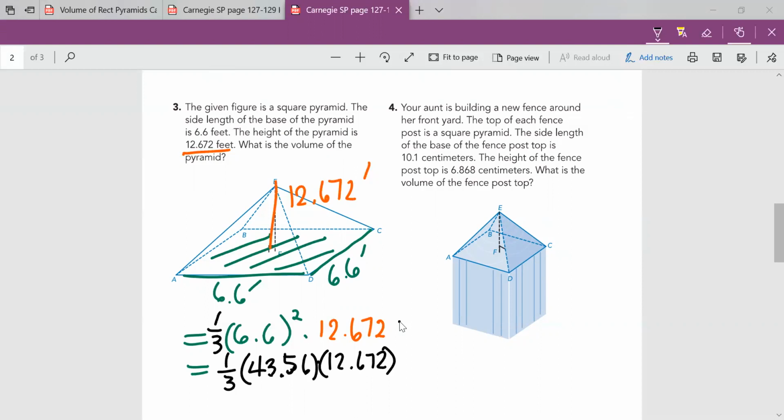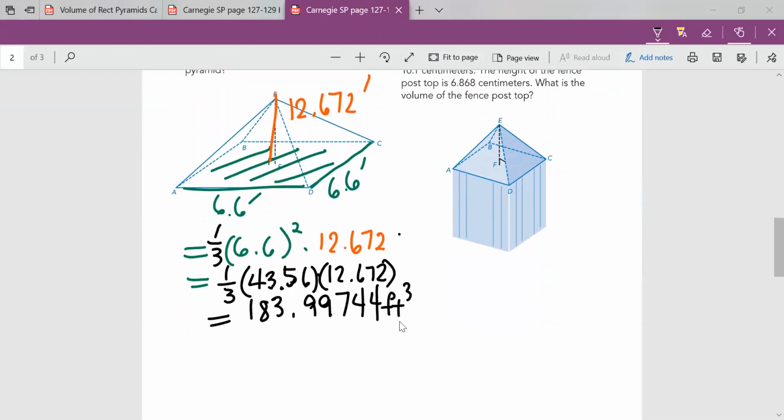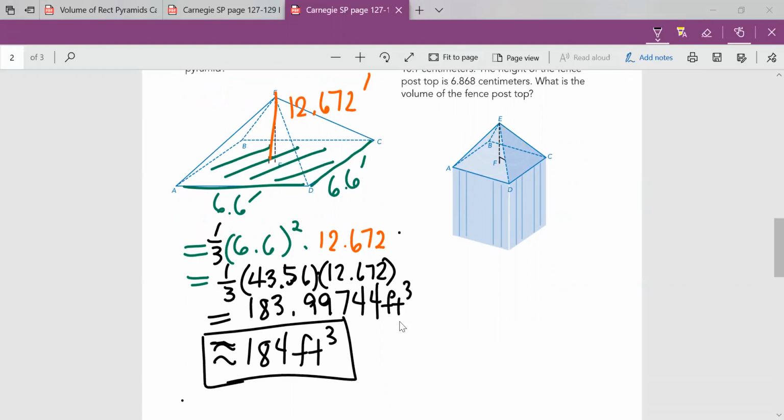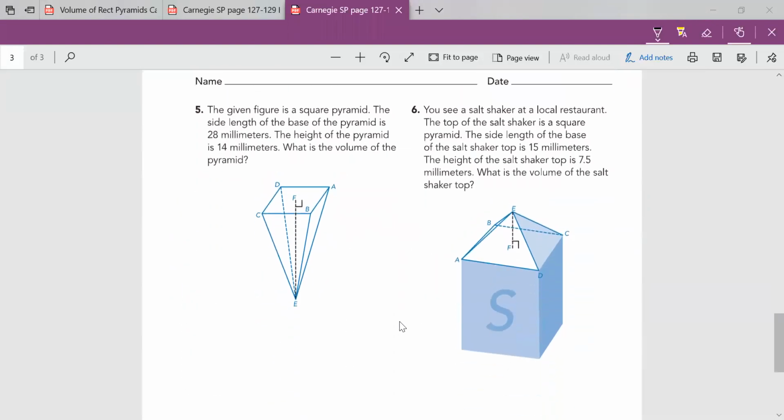And then when you divide that by 3, which is the same as multiplying by 1/3, we have what comes in our calculator as 183.99744 feet cubed, of course, because volume is in cubic units, which I guess you could say is approximately 184 feet cubed. Okay, if you need more practice on those, you go ahead and try numbers 4, 5, and 6, which have the square pyramids as well.